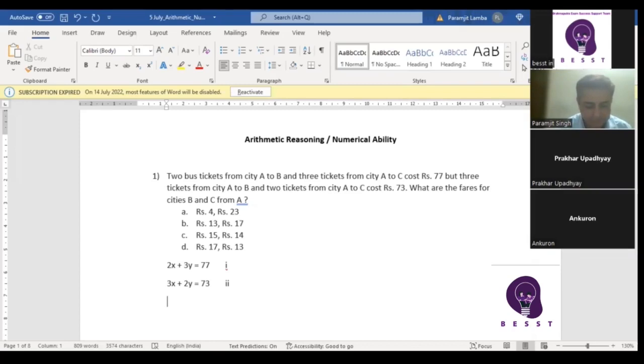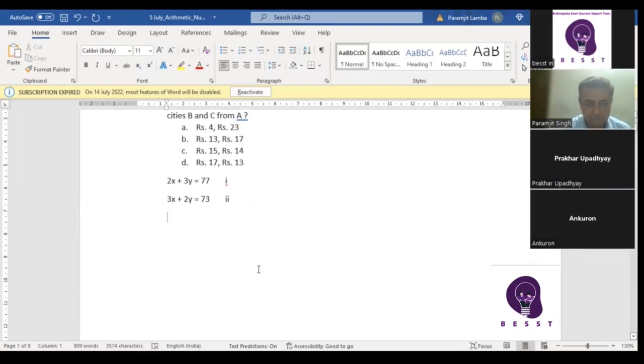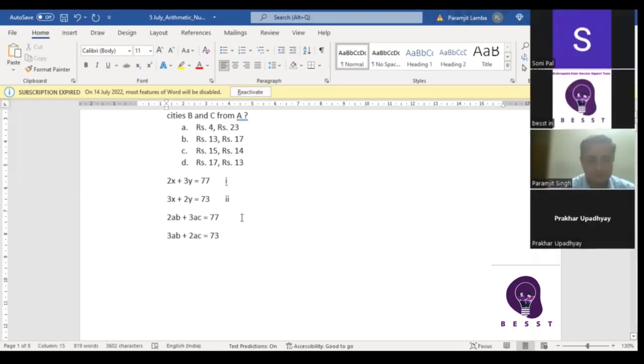Sir, I have taken the city AB as AB, so 2AB plus 3AC equal to 77 and 3AB plus 2AC equal to 73. Okay. So then we will multiply by 3 in the first equation and multiply by 2 in the second equation. Why are we doing this? To cancel the common terms and to take out the value of AC so that we can substitute in equation 1 to get the desired value of AB.